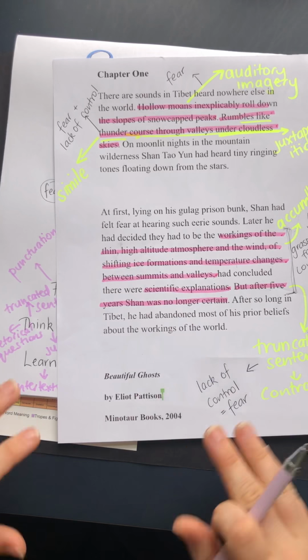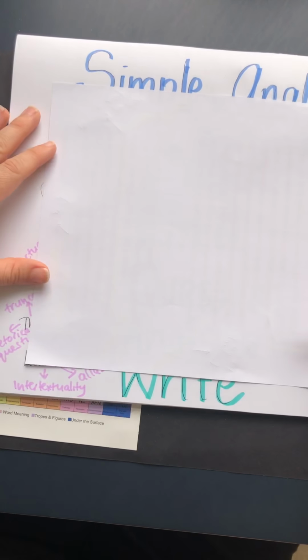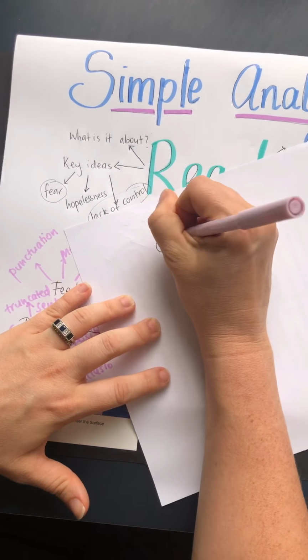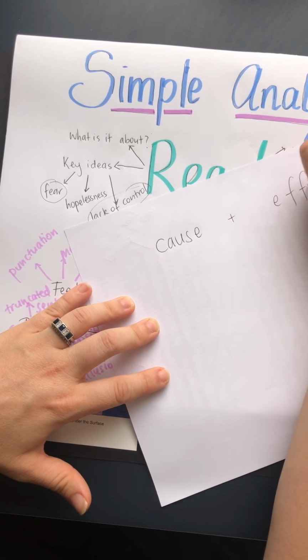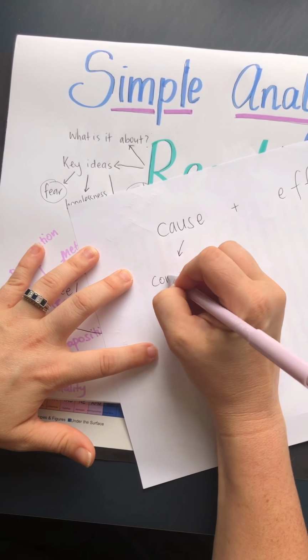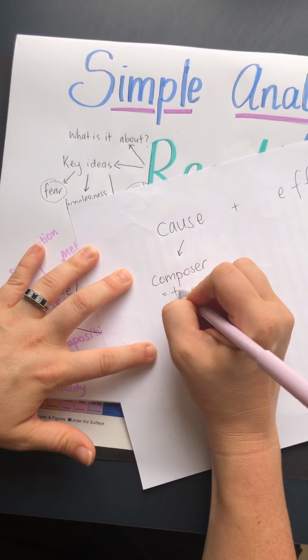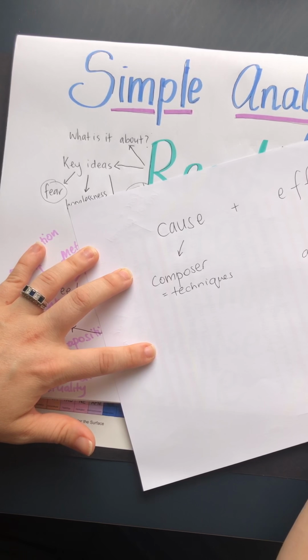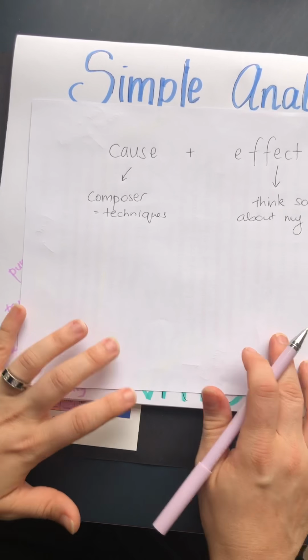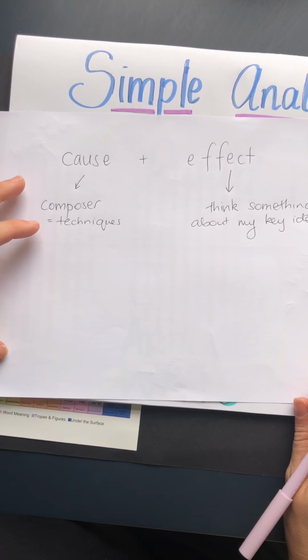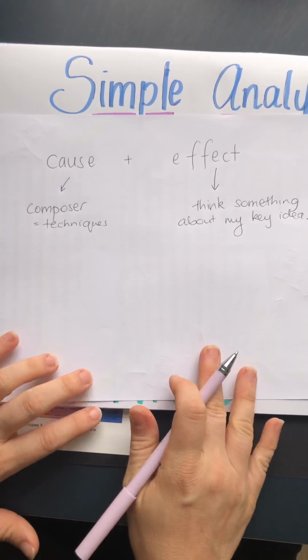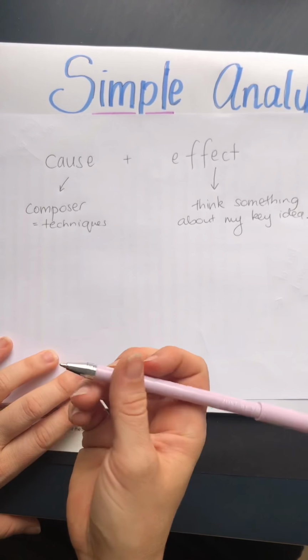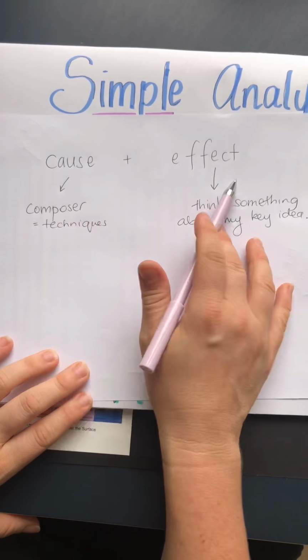So now that I have all of those ideas flowing around in my head, I'm going to write a piece of analysis. Now my piece of analysis is effectively a cause and effect process. The composer did something, used his techniques, which in this case I'm saying made me think something about my key idea, which in this case I said was lack of control and fear. So I want to be able to get that writing process into an analytical sentence. So I'm going to make sure I speak about the composer, not about the character, because I am talking about this cause and effect situation.